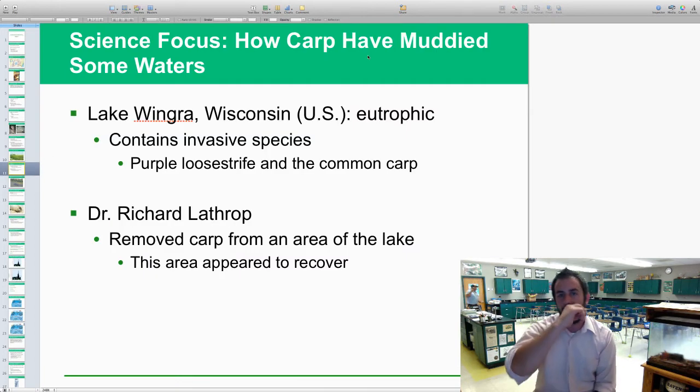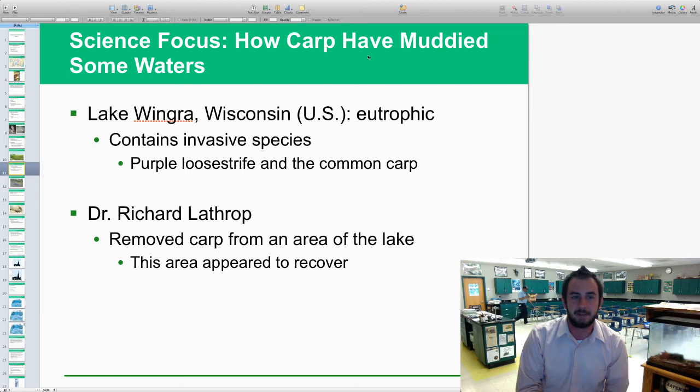The science focus. How have the carp muddied some waters? In Lake Wingra, Wisconsin, a very eutrophic lake, which we talked about what the word eutrophic meant in Chapter 8, also contains lots of invasive species. The purple loosestrife are there, the common carp that were probably brought from Asian waters, but not the Asian carp that we'll talk about in the video, but very similar. But those have all really done a number on muddying the water of Lake Wingra.